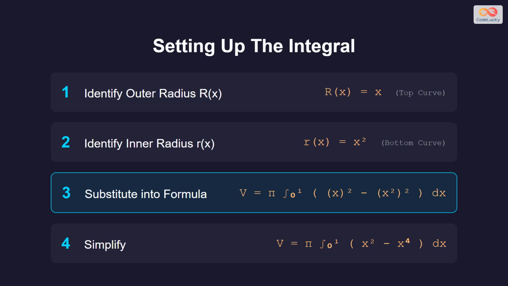Now we set up the integral. Our outer radius is determined by the top curve, x, and our inner radius is the bottom curve, x squared. We substitute these into our formula, pi times the integral from 0 to 1 of x squared minus, be careful here, x squared squared. Simplifying gives us x squared minus x to the fourth.